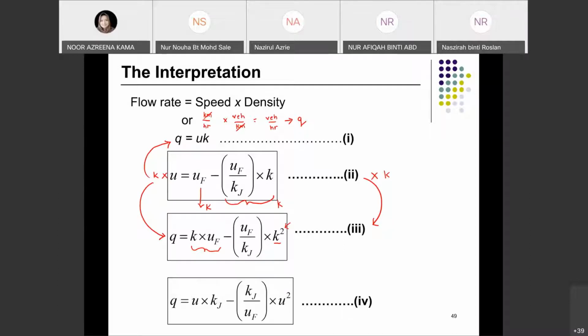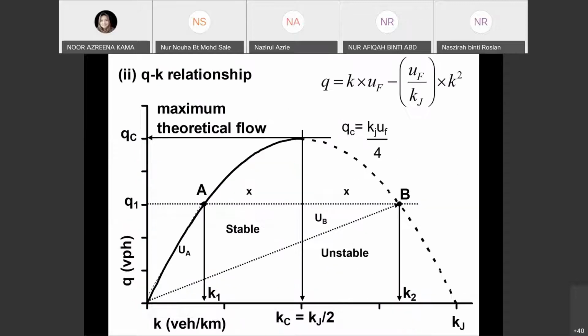So kita tengok lebih detail about this QK relationship dekat slide yang ni. Okay, this is the formula. On top ni, dia punya formula Q equal to K multiply by UF minus UF over KJ. Okay, minus kenapa? Sebab graf ni quadratic kan? Quadratic masam. Kita ada yang positif quadratic tu kalau dia senyum kan? So kalau dia masam maknanya dia negatif lah. So the negative relationship UF over KJ times K square.